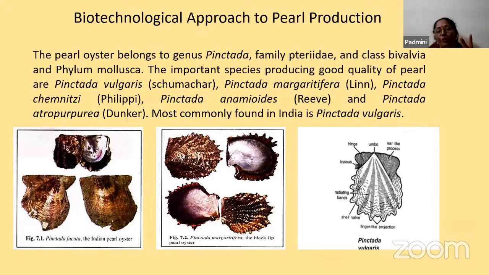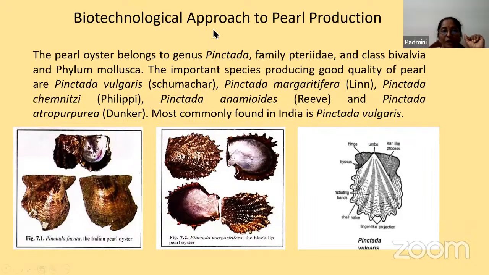So we are going to talk about two types of pearl culture. One is marine pearl culture and one is freshwater pearl culture. And when you're talking about marine, then definitely you're going to talk about these oysters. These oysters are found only in the marine, and when you're talking about mussels, we're going to talk about freshwater culture.